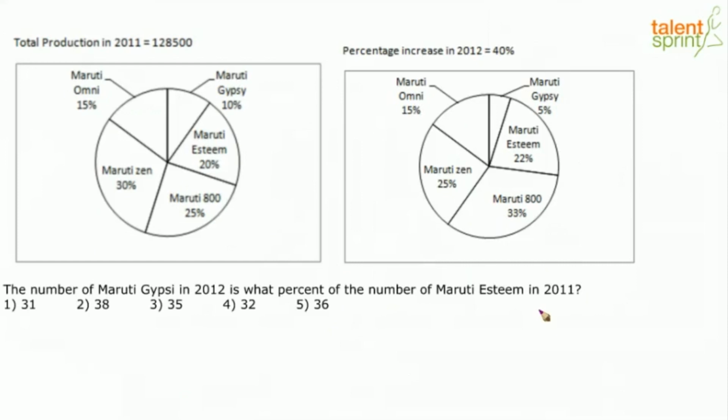35%. And I'm sure all of you have done it in a smart way, right? The first thing that you need to understand is we have to work on the number of Maruti Gypsies in 2012. So number of Maruti Gypsies in 2012, how do you get that? 5%. I mean the share is 5%. 5% of what? The total value, which again is 140% of 1,28,500. So you can simplify that. Then the number of Maruti Esteem in 2011, how do you get that? The share of Esteem is 20%. 20% of what? 1,28,500. So find that value. And then use it in the formula X by Y into 100.